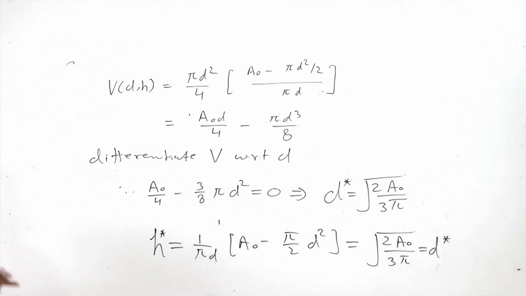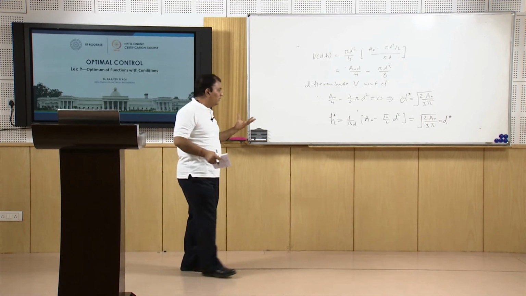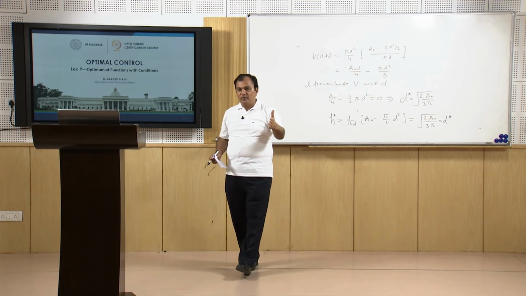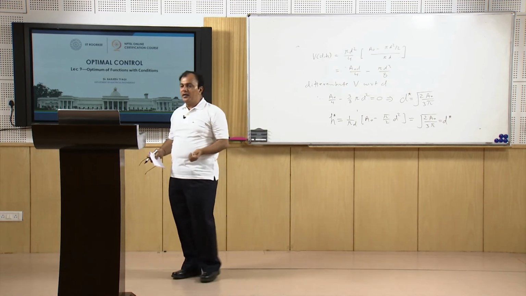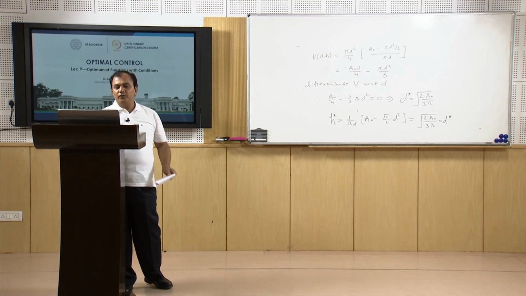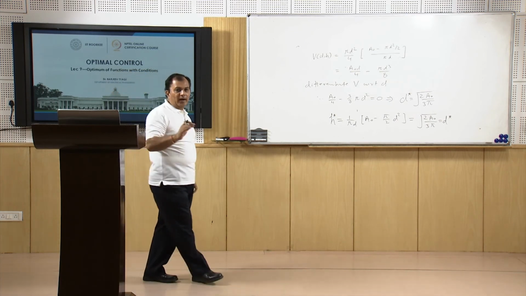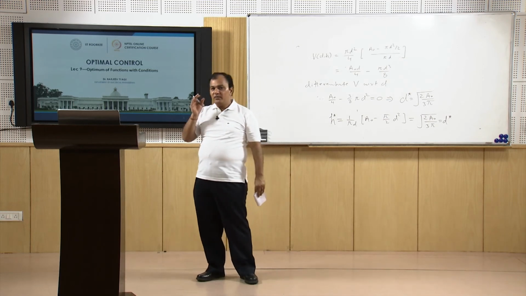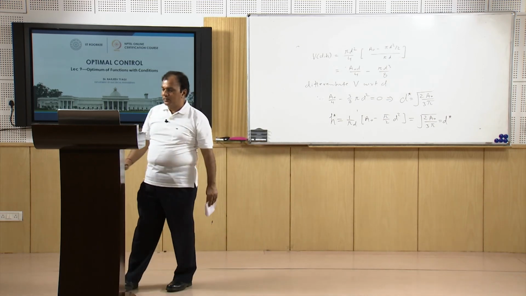So, in this problem we can conclude that we can maximize the volume of the tank if we make the diameter of the tank the same as the height of my tank. So, this is one of the approaches to find the optimum value of functions with conditions.